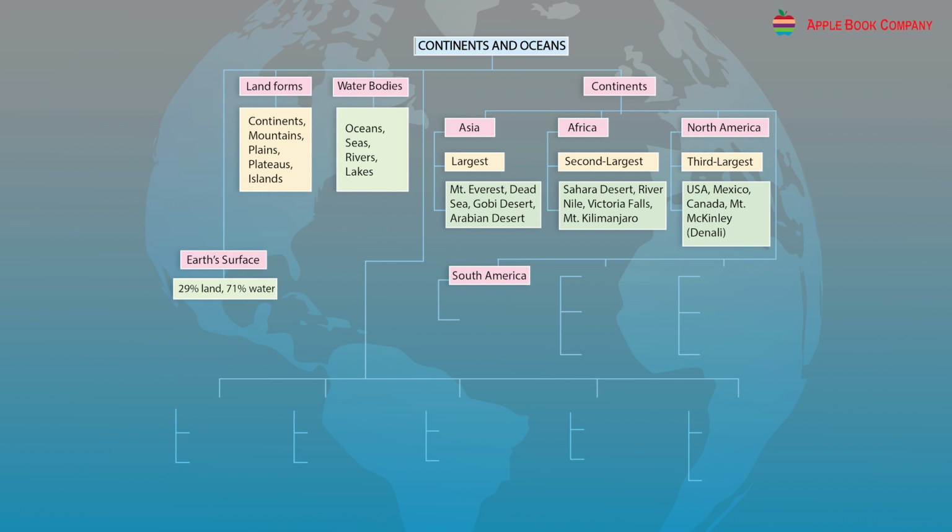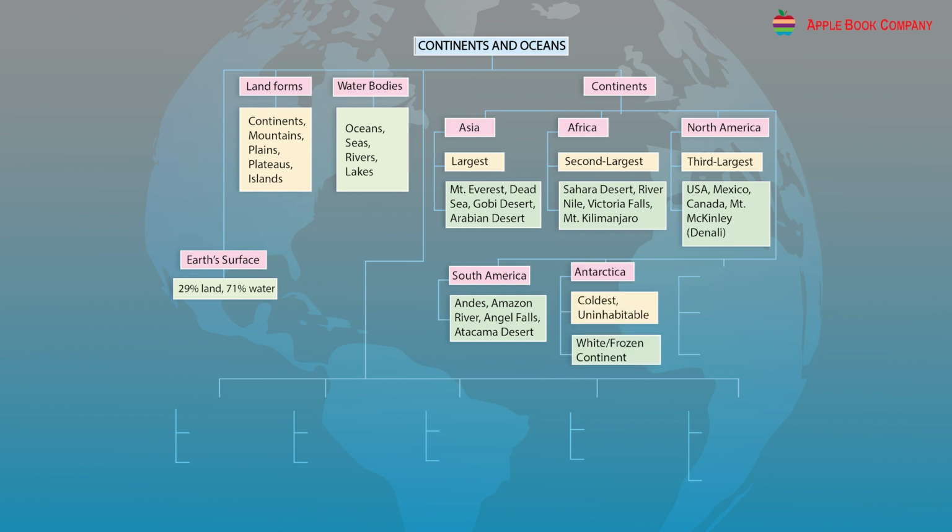South America, Andes, Amazon River, Angel Falls, Atacama Desert. Antarctica, coldest uninhabitable, white or frozen continent. Europe, peninsula of peninsulas, UK, France, Italy, Germany.